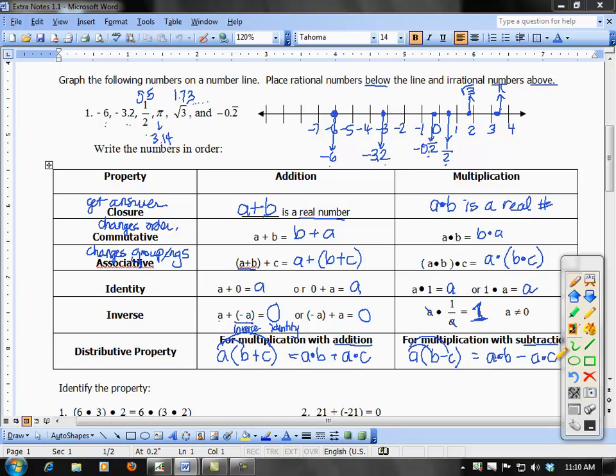So what I would like you to do with your group mates, and I'm going to pause the video as you're working here in class, I would like you to identify the properties, and what we will end up doing is going through them together.